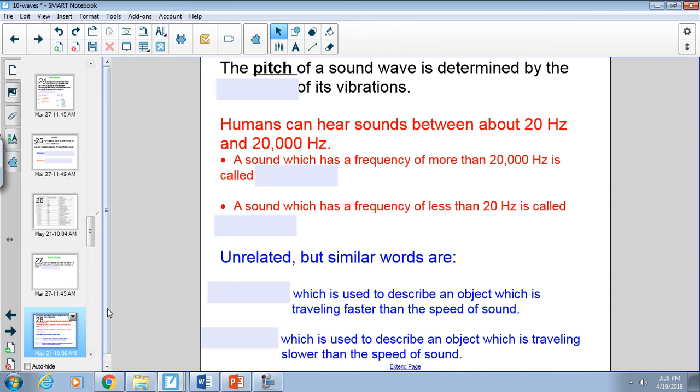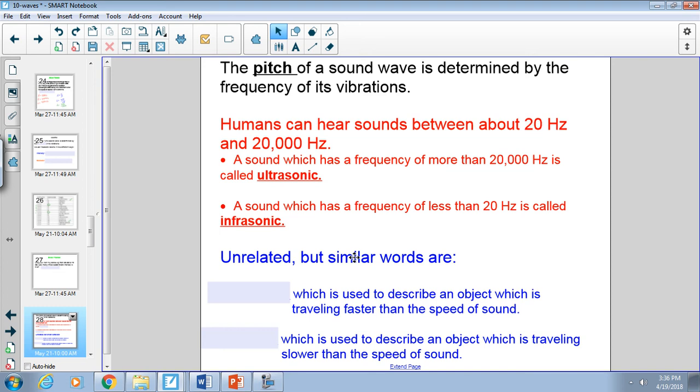Okay, next thing we want to talk about is pitch. So pitch is determined by frequency. Just like volume is determined by amplitude, pitch is determined by frequency. And humans have a set range of frequencies that we can hear. Anything greater than the frequencies we can hear is called ultrasonic. Anything underneath is called infrasonic. If we can hear it, it's just sonic. Above it, ultrasonic. Below it, infrasonic.